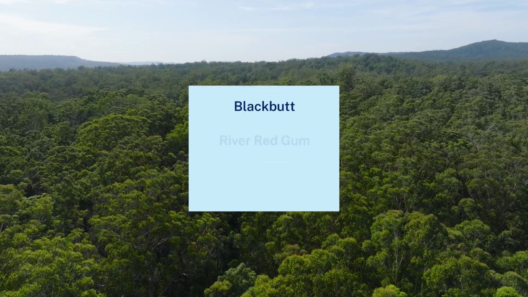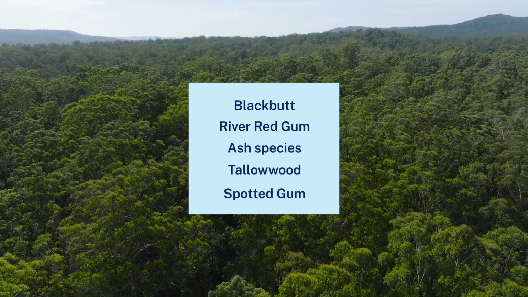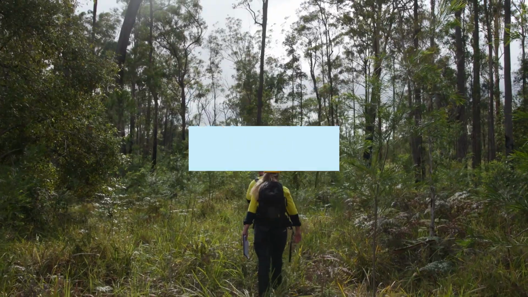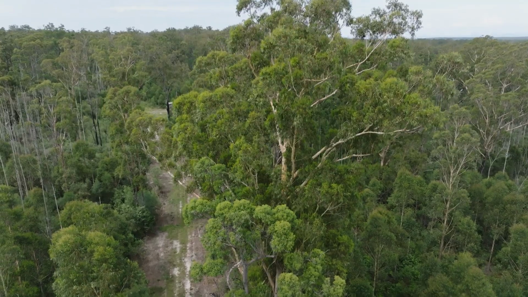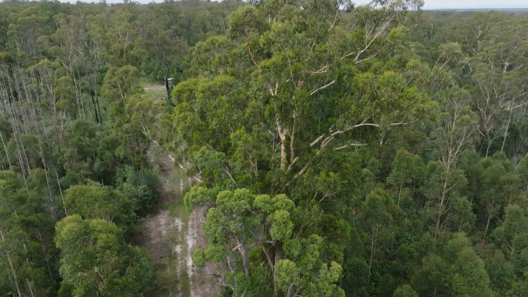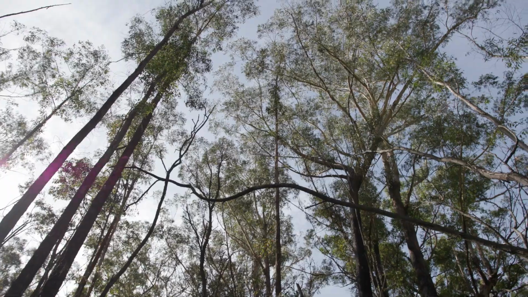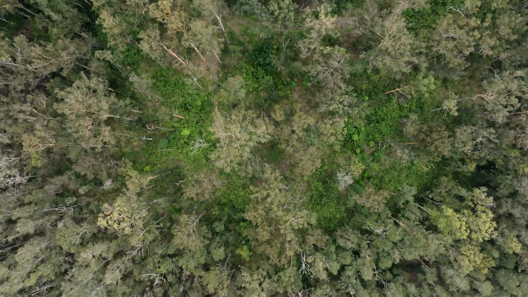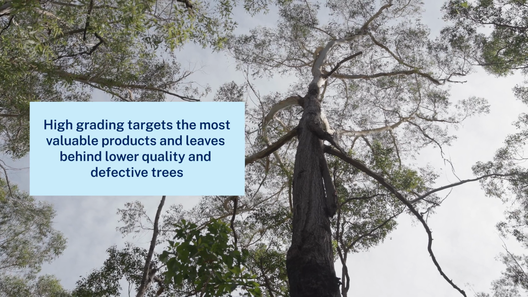Most eucalypts are shade-intolerant, like blackbutt, river red gum, ash species, tallowood, and spotted gum. This means they require larger canopy openings to regenerate and can be quickly outcompeted by other species. Forests that have shade-intolerant species benefit from AGS, as well as forests that have a history of high grading or are in a poor growing condition.